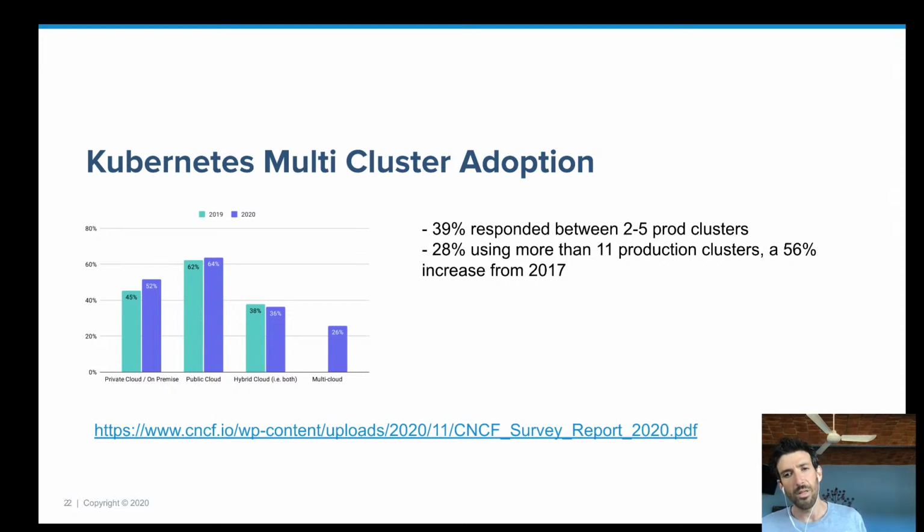A recent study that was released last year, a CNCF survey report, reported that 28% of Kubernetes users are running more than 11 production clusters, which is a 56% increase from 2017. Basically, multi-cluster is becoming more and more important part of the Kubernetes story, seeing how we scale out our Kubernetes adoption. Also, Kubernetes isn't just being deployed in multiple clusters in a single provider, a single infrastructure. We're seeing multiple infrastructures and hybrid cloud and multi-cloud deployments of clusters.